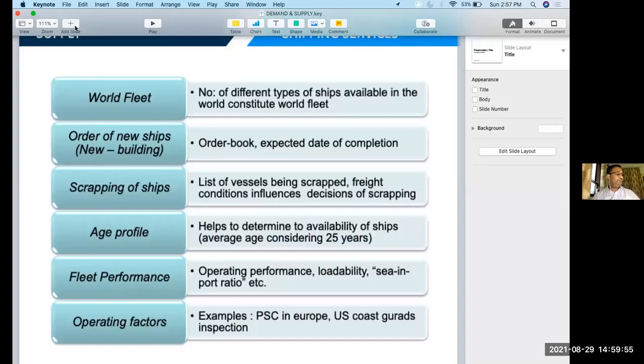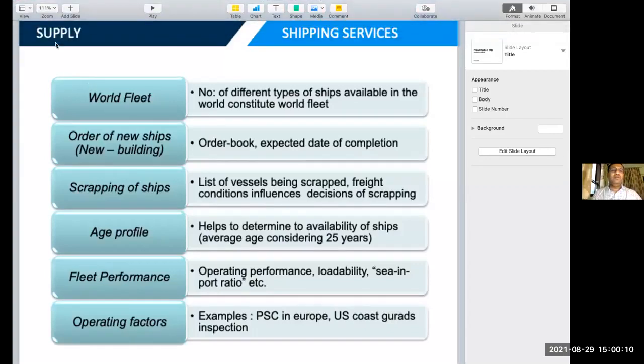One question: if the order book goes up, supply also goes up, so I just wanted to confirm that. You had said that when the order book goes up, then supply goes up or goes down, sir? What will happen? You tell me. More ships are getting ordered, so the supply definitely goes up. Definitely it will go up, depending upon the expected date of completion.